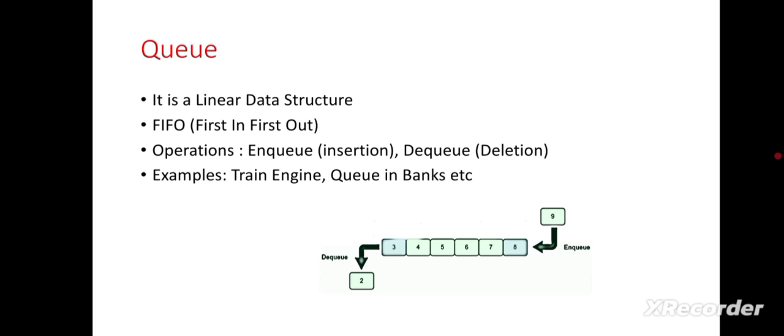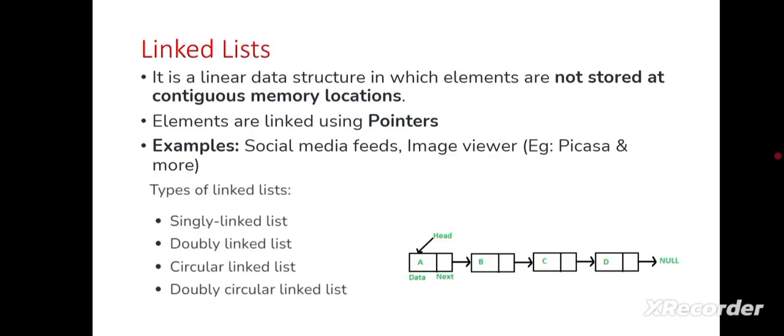So next, we are going to see about the concept of queue. In a queue, the principle followed by the data structure is first in first out. The main operations are enqueue for insertion and dequeue for deletion. We can take train engines and queues in banks as examples of the queue concept.